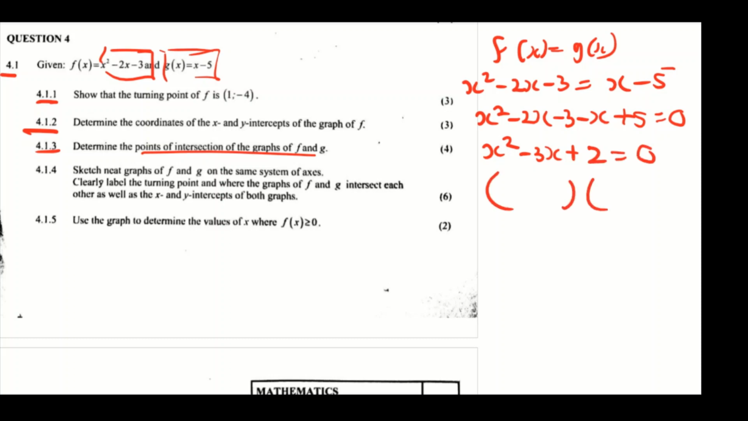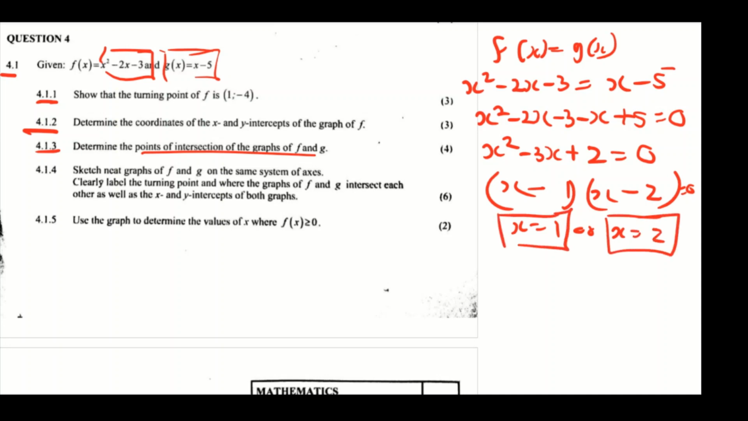The factors, so you're going to get x and x, 2 and 1, and minus here, so it's equal to 0. So x is equal to 1 or x is equal to 2. So they meet at x equals 1 and x equals 2. Please find the y values of this. You can use the g of x or your f of x to find the y values because they meet at a coordinate.